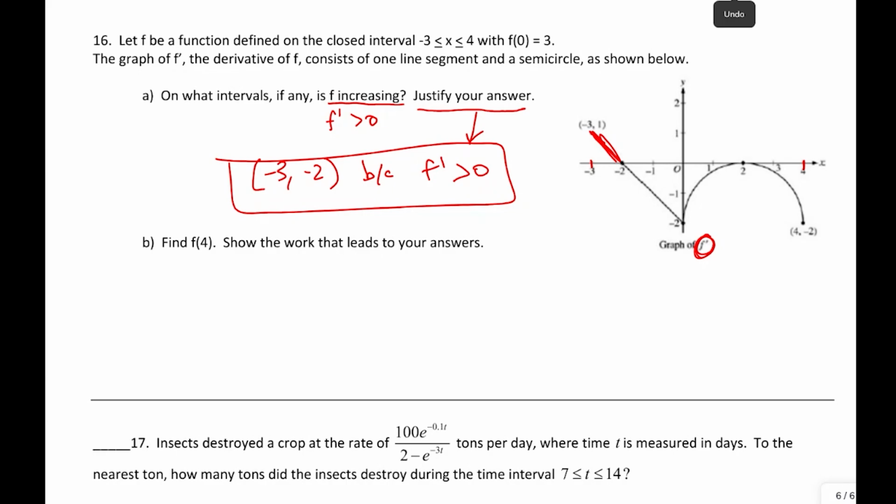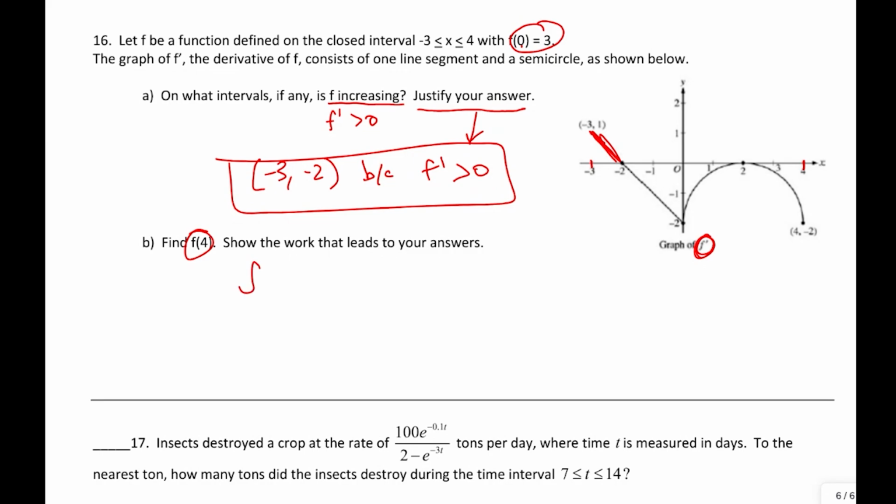So I think we're going to have to set up, again, a fundamental theorem problem because they give us f of 0 equals 3, and we're interested in f of 4. So usually that's kind of your clue that, hey, we're going to set up a fundamental theorem problem.